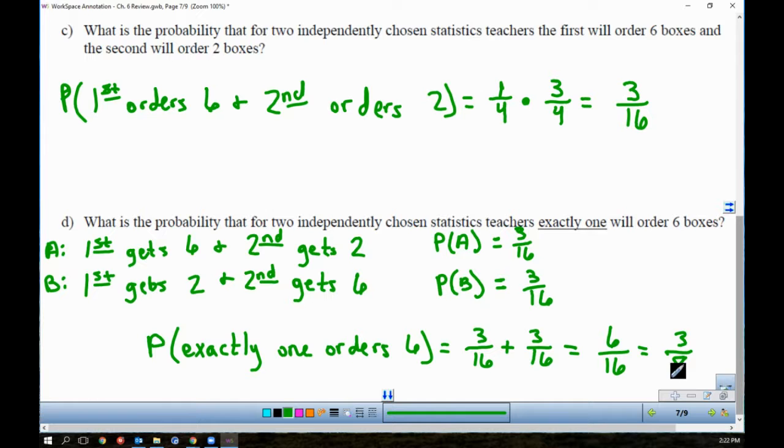Do y'all want to look at 9 or 10? 10? Yeah.